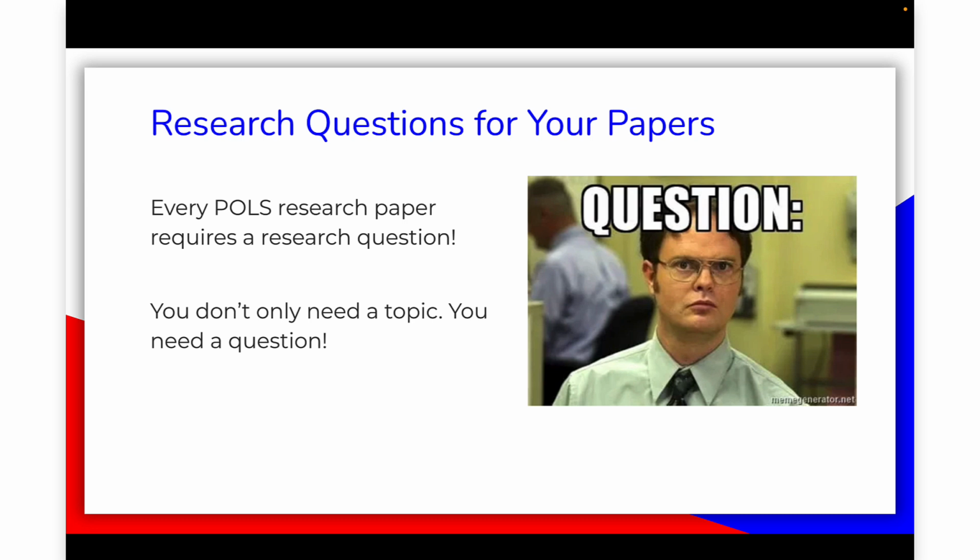Now, the research questions for your paper, every research paper will require some kind of research question, at least in this major, okay? You don't just need a topic. You can't be like, I want to do it on voter ID laws. That's too broad. That's too vague. Your paper is going to be insane if you have that as a topic, okay? It would be way too broad. Instead, you need a question, and that will help narrow it down and feel way more manageable as a project, okay?